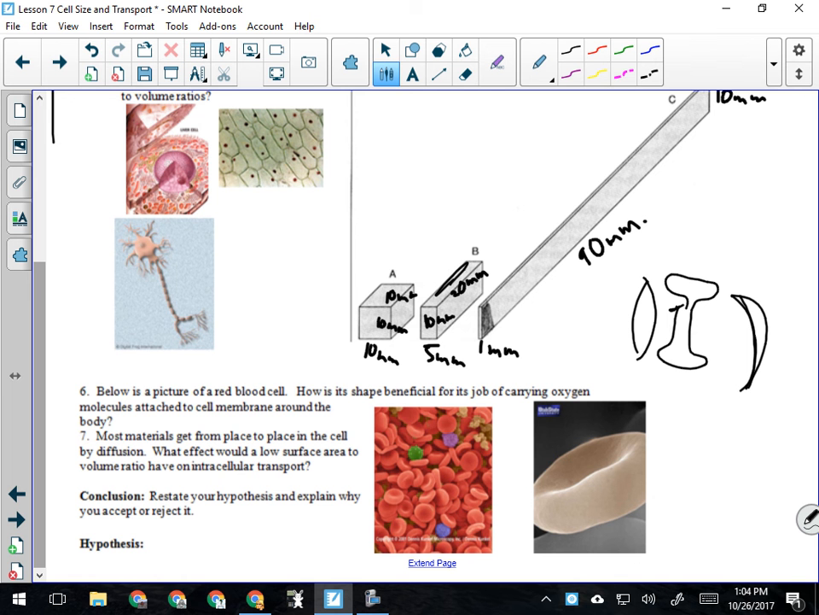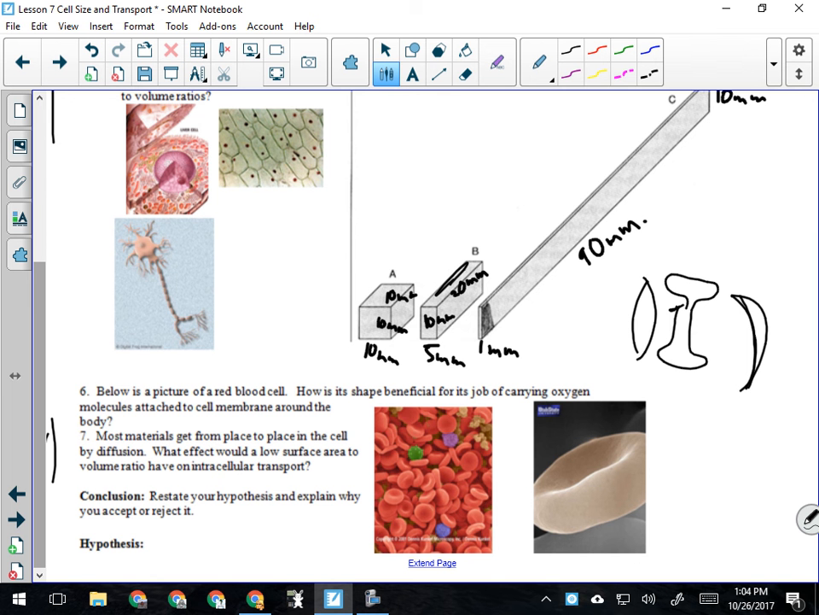Does its shape help with what it has to do? The last question is basically what we've been talking about for the last couple of days. Materials have to get from one place to another by diffusion within the cell. What effect would a low surface area to volume ratio have on intracellular transport? Well, we already basically said that at the beginning of class, right? So you need to put that in your own words to answer that question.